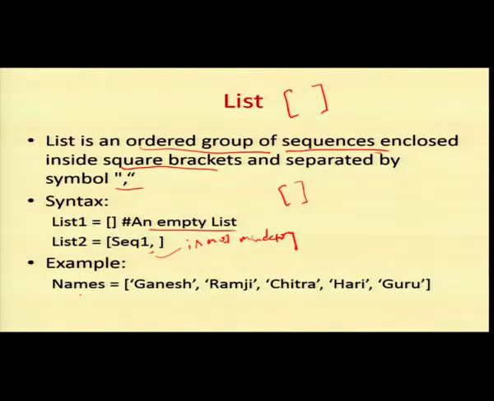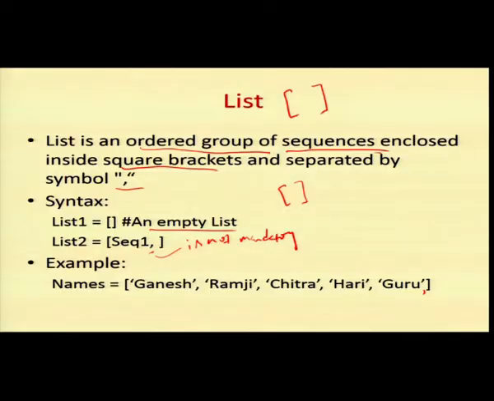For example, let us take the example of a list. Names is a variable name. Give a space, equal to, give a space, open square braces, within quotes Ganesh, close the quotes, comma, open quotes Ramji, close the quotes, comma, open quotes Chitra, close the quotes, comma, open quotes Hari, close the quotes, open quotes Guru, close the quotes and close the square braces. After Guru, if I put a comma also, it is not wrong, it will work. Why have I enclosed these values, Ganesh, Ramji, Chitra, Hari and Guru, within quotes? Because all these strings are meant to be of a string data type. Since it is a string, we have enclosed it within quotes.